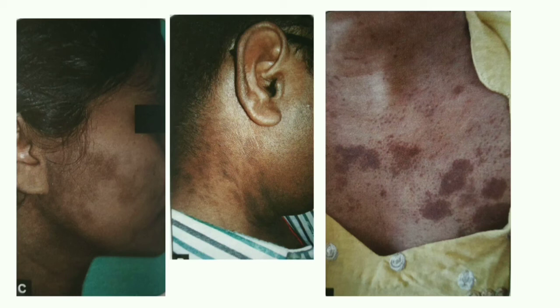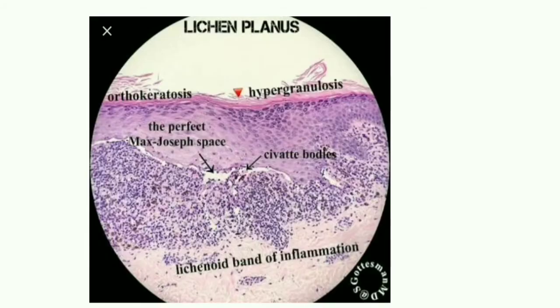Now let us look at the histopathology of this. The earliest pathological change that can occur is basal epidermal cell destruction. It is also called vacuolization of the basal layer or liquefaction of the basal layer. So remember that that is the earliest pathological change that can occur.